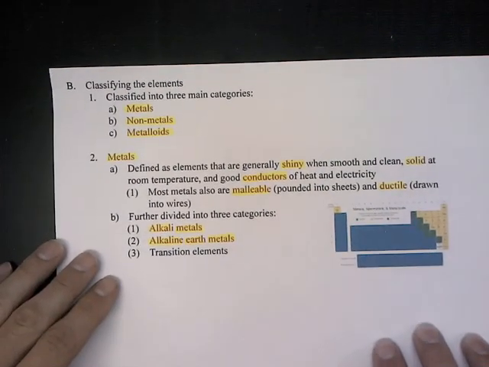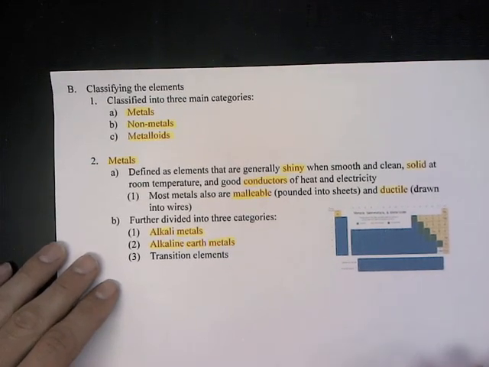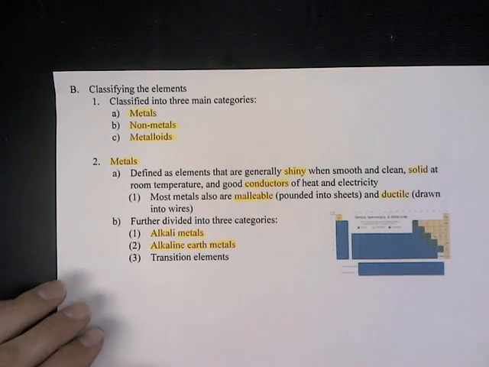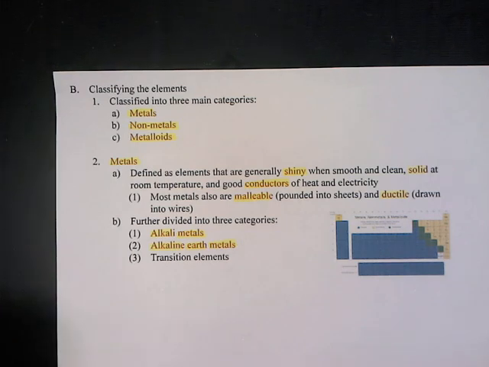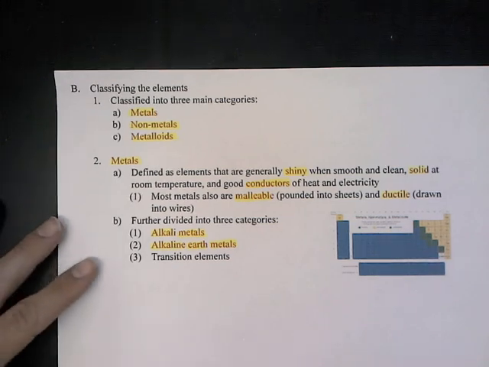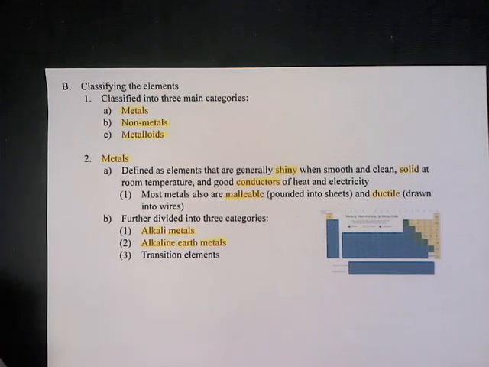Okay, so let's get down to business here, and let's talk about the main categories of the periodic table. The main categories of the periodic table are metals, nonmetals, and metalloids. Now, metals are going to be found on the left-hand side of the periodic table. And you can see their general properties: they're good conductors, they're malleable, which means they can be beat or pounded into sheets, and they're ductile, or they can be drawn into wires.